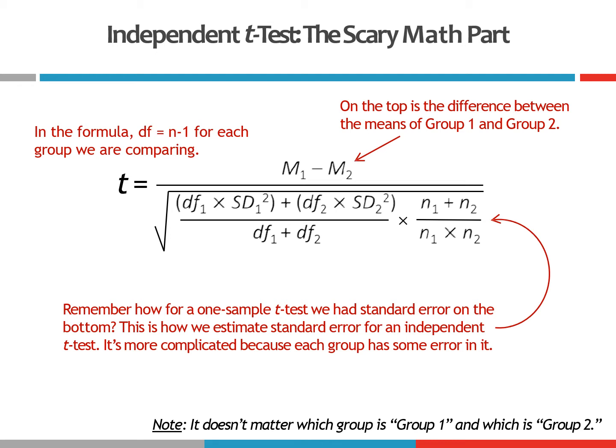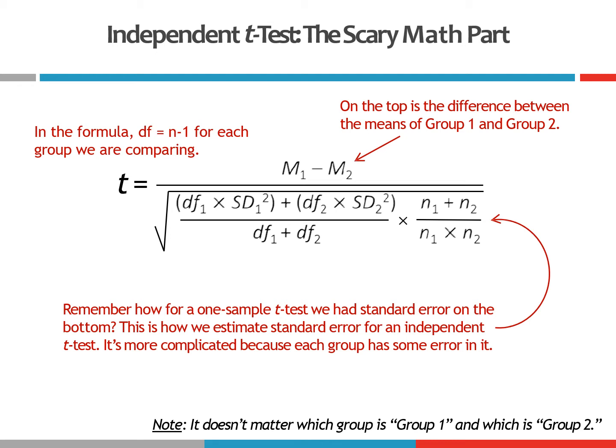Okay? And similarly, when you see SD1 and SD2, or SD squared 1 and SD squared 2, that's representing the standard deviation for each of the groups in your sample. Okay, so for SD squared 1, you literally find the standard deviation for group 1 in your sample, and then you square it. Okay, same thing for SD2. That's the standard deviation of your group 2, and you square it.